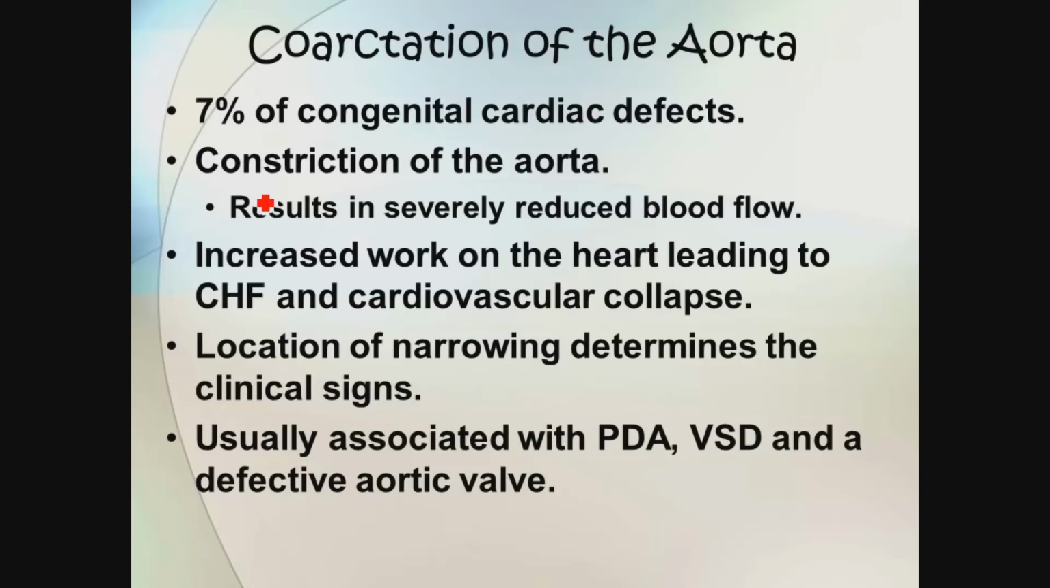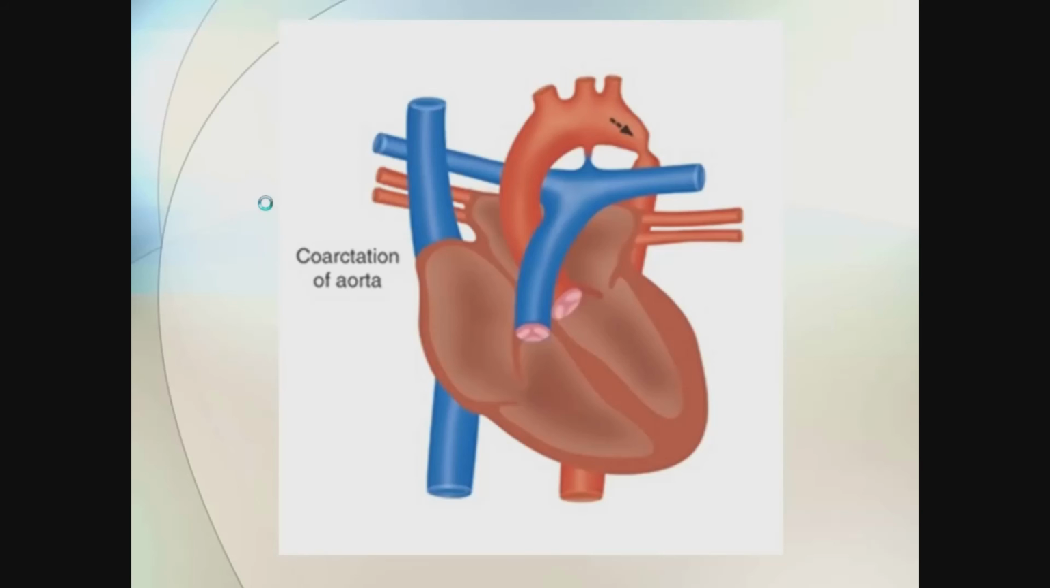Next one, coarctation. It's basically a constriction of the aorta where you end up having a reduction in blood flow through the aortic arch. Obviously, that's going to cause more work on the left side of the heart, leading to heart failure. Where the location of narrowing is determines what kind of signs and symptoms you'll end up seeing. They often will, again, have some sort of a PDA or a VSD, and often because of the extra work on the left side of the heart, the aortic valve pumping out can be malfunctioning also.